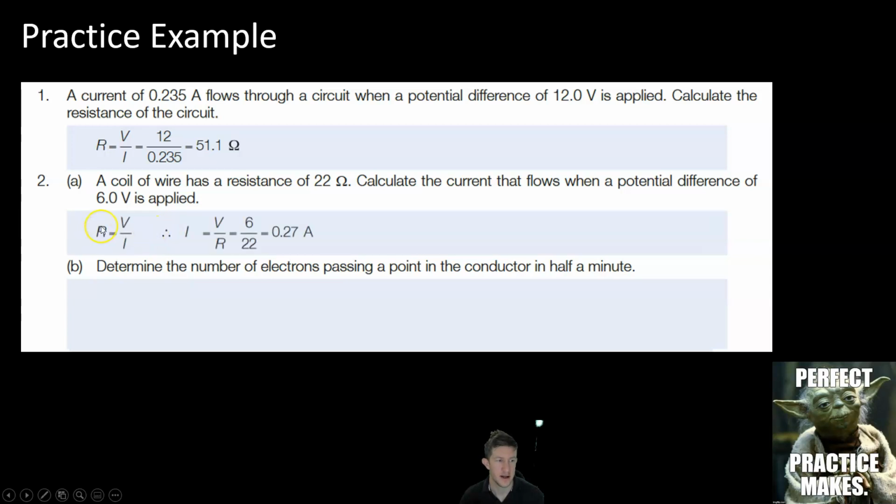Coil of wire, we're using exactly the same equation, R equals V on I. We had 22 ohms and 6 volts, so it's the same plug and chug. 0.27 because we had 2 sig figs in this case.